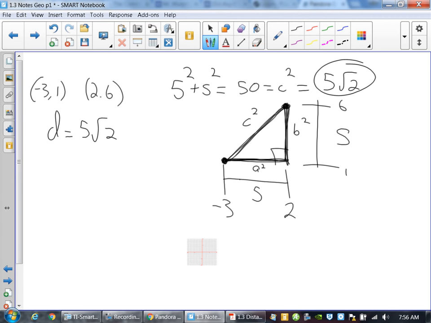What we have here is another way to write it out, and we write it out in terms of ordered pairs. So if I take our example here again, (-3, 1) and (2, 6).